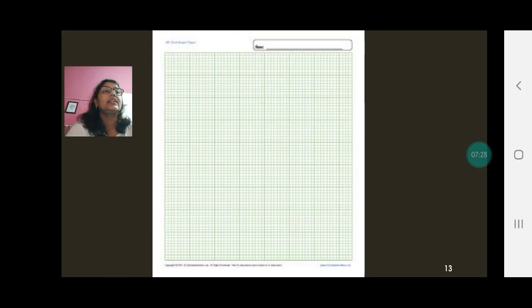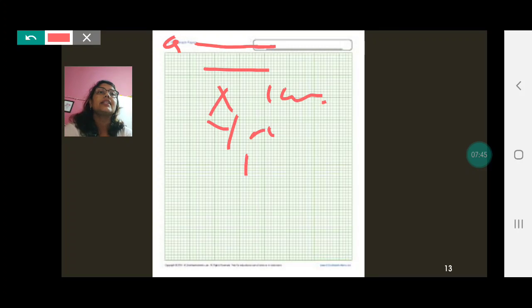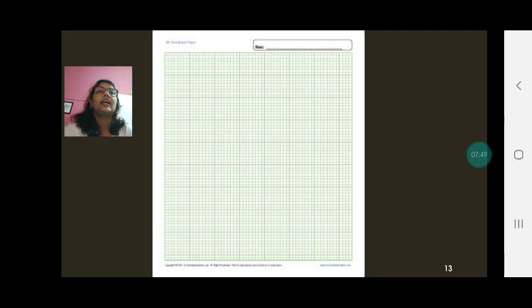So these are the things that are necessary on the graph. The title, what type of graph you are drawing, your question number, your subtitle, what the graph is about. Then on x-axis, 1 centimeter is equal to what? Is it years? Is it countries? Y-axis, 1 centimeter is equal to, say, 10 years, for example. So all these are necessary.